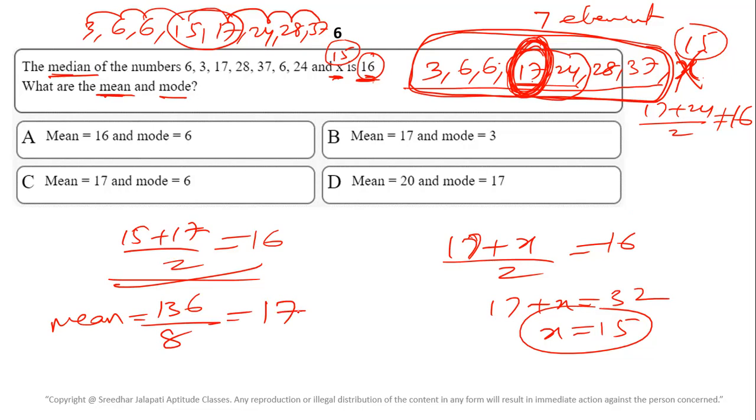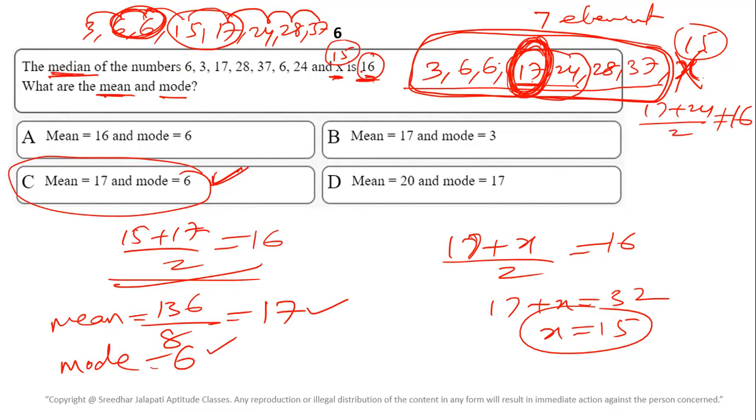So mean is 17, and mode is the one which occurs the most number of times. So what is the element which is occurring more number of times? 6. As 6 occurs 2 times, mode is 6. So mean 17, mode 6. Answer option C.